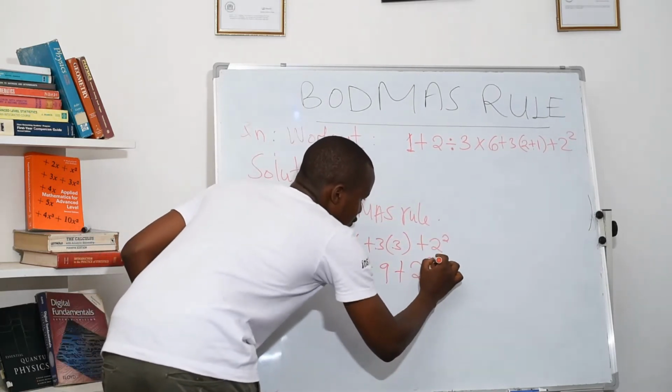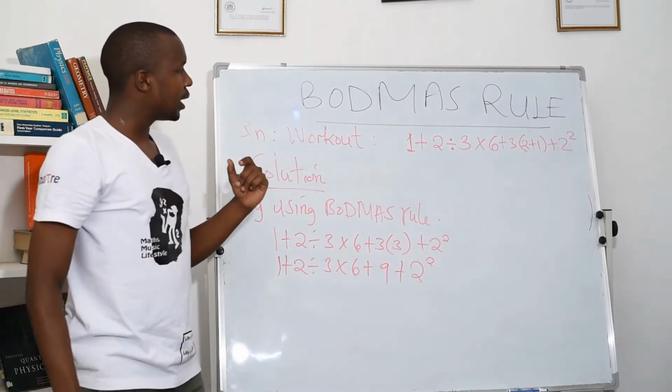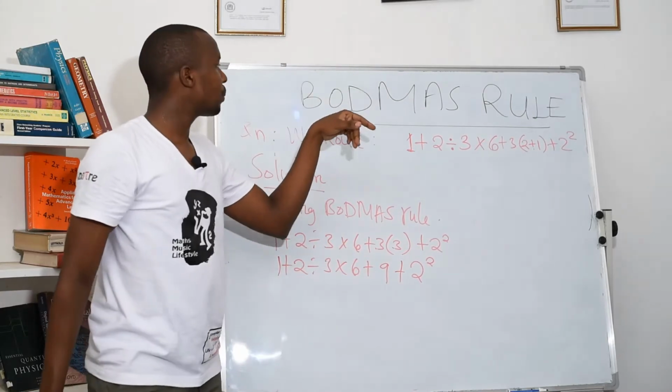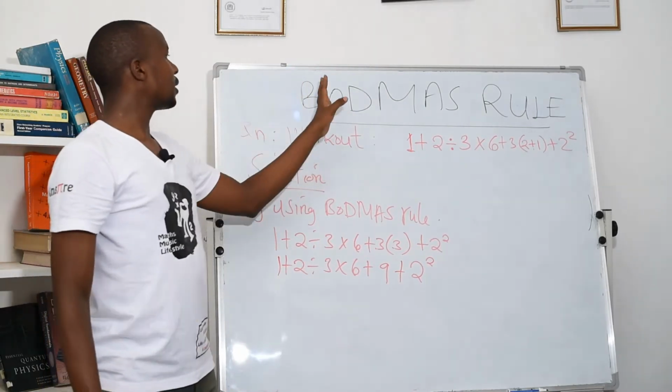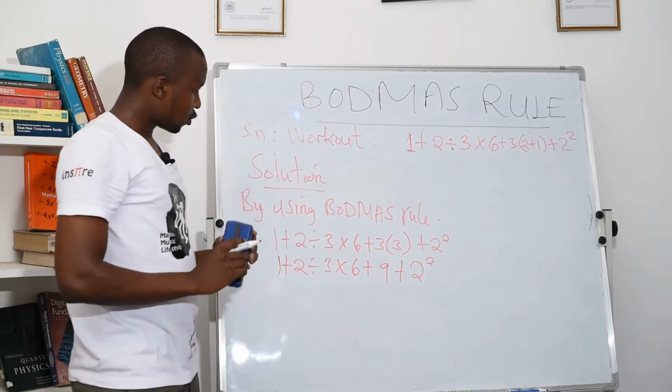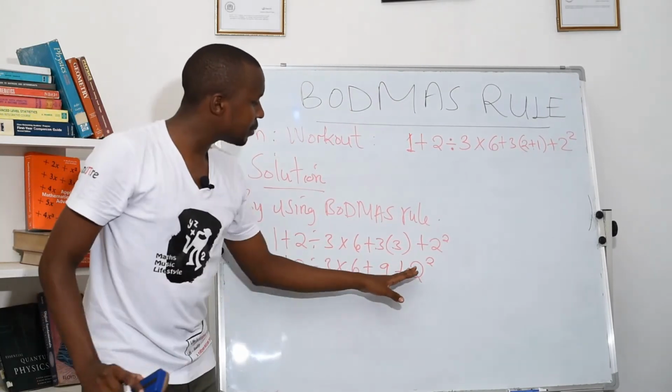Then we plus 2 squared. So we'll perform every operation, then we go to the next operation. If it is a bracket, deal with the brackets, then go to the issues of off, division, and so forth. So now we are through with the brackets. We don't have a bracket here.